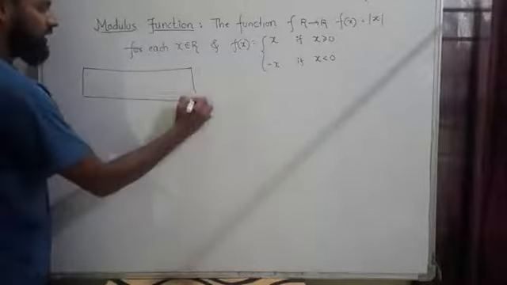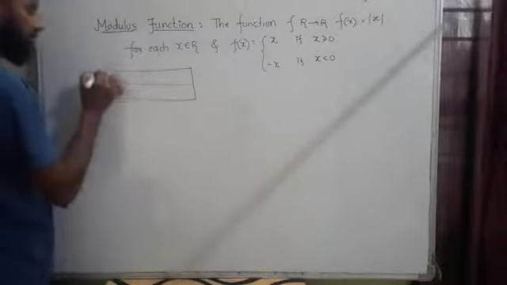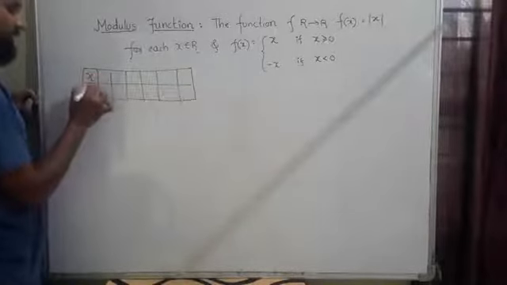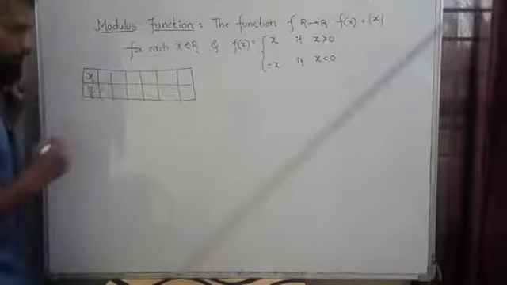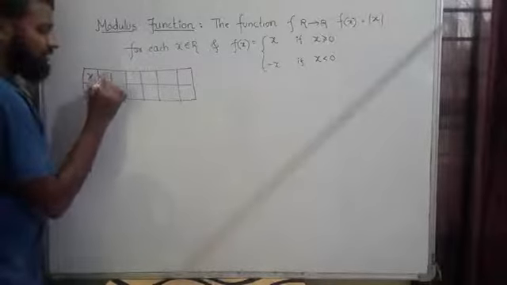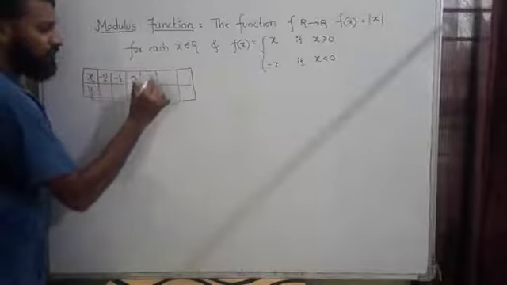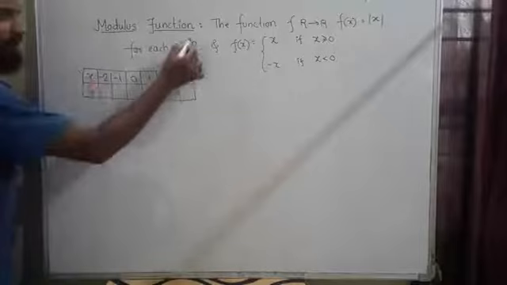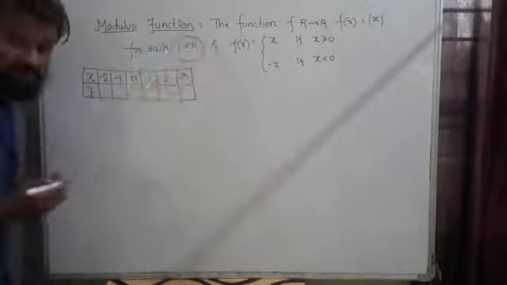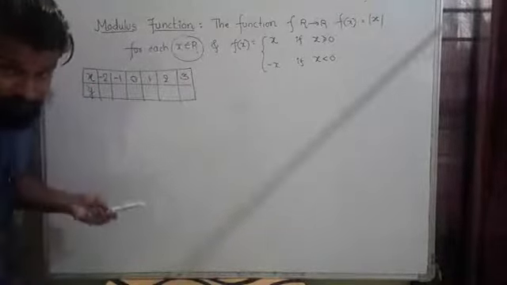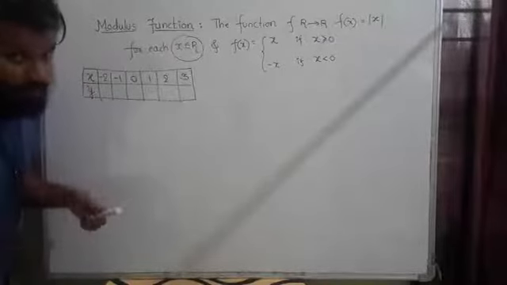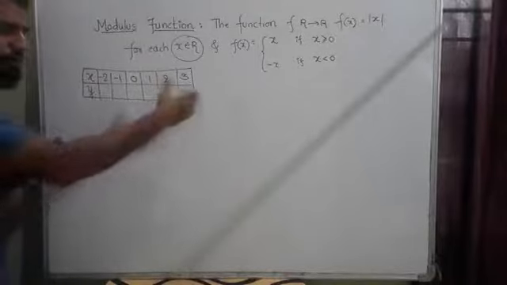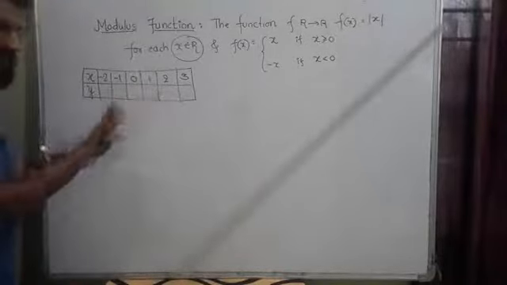Let me write the table. This is x and this is y, or you can call it f of x also. Let me take the values minus 2, minus 1, 0, 1, 2 and 3. I have taken random values. As they have said x belongs to real numbers, I can take any real number, including fractions, decimals, roots, irrational numbers also. But for simplicity, to draw the graph easily, I have taken integers.